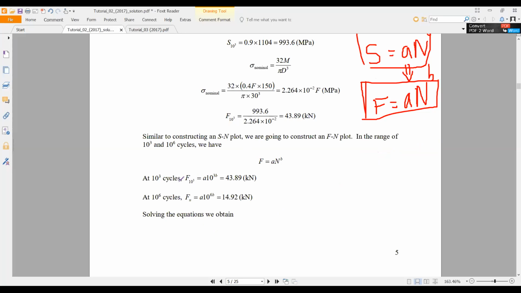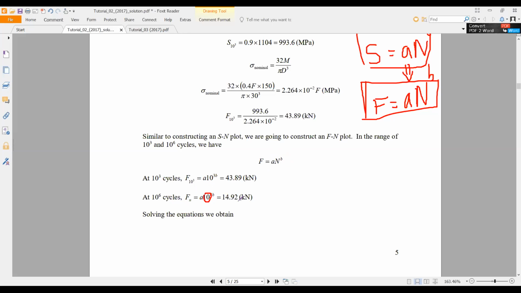So the 10 to the power 3 cycle load value you know, and the number of cycles you know, it is 10 to the power 3. So in here they substitute 10 to the power 3. For the end they didn't use the log expansion in here, they just used simple equations and substituted. And this is the 10 to the power 6 cycle F value. You can see for the N they substituted 10 to the power 6.